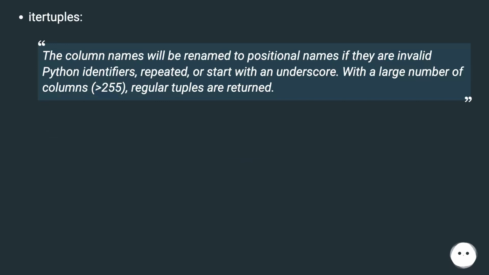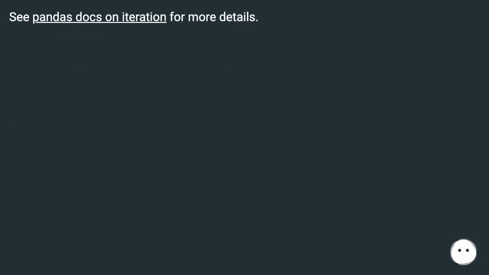Itertuples: the column names will be renamed to positional names if they are invalid Python identifiers, repeated, or start with an underscore. With a large number of columns, over 255, regular tuples are returned. See the Pandas docs on iteration for more details.